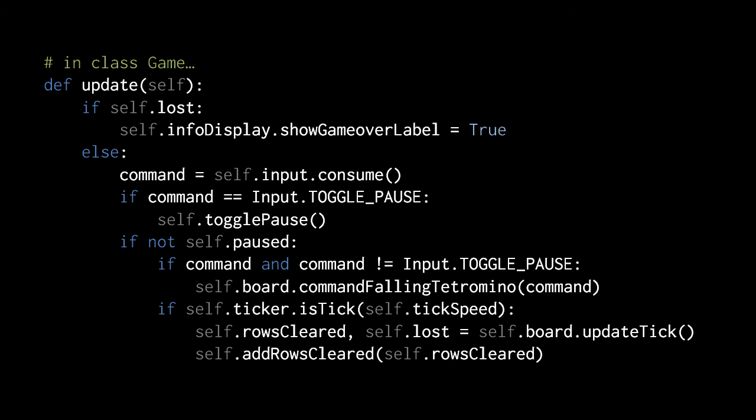Then, if the game is not paused, we first test if the command is not none and if the command is not equal to togglePause. If so, the command is an action concerning the following Tetramino, so we pass the command to board.command following Tetramino. Next, if the ticker's isTick method returns true, we invoke board.updateTick, which, recall, returns a 2-element tuple. First, the number of rows cleared, and a boolean indicating whether the game is now lost. Lastly, in update, we add the rows cleared.